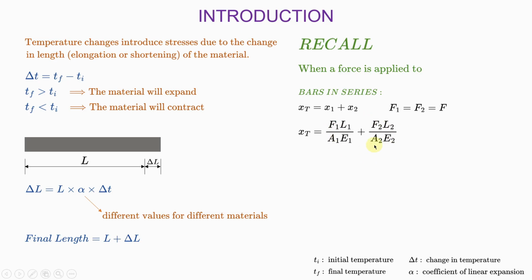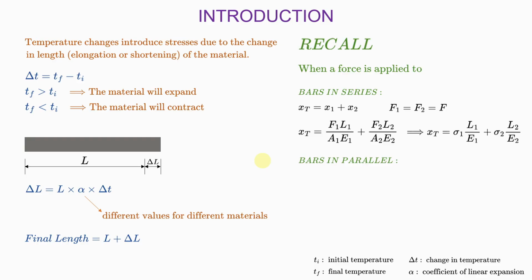And from this here, okay, you can see that F1 over A1, that is the equation for the stress. So you may actually be able to rewrite this equation like that, okay? So you can say xt will be equal to sigma 1, which is F1 over A1 multiplied by L1 over E1 plus sigma 2, which is F2 over A2, then multiplied by L2 over E2, because stress is equal to force over area. Okay, so all of this is just a quick recall, and the reason I need to do that is because we're gonna need some of this knowledge to be able to tackle questions in this module.